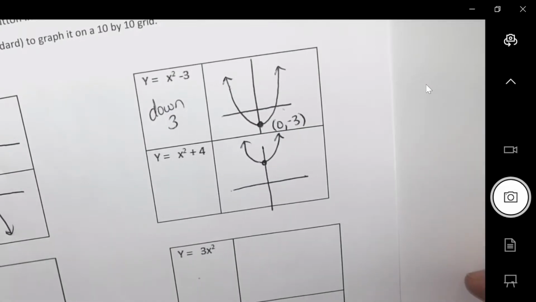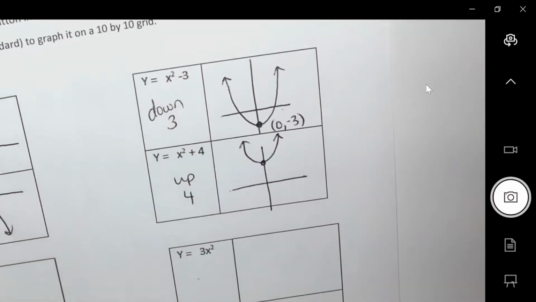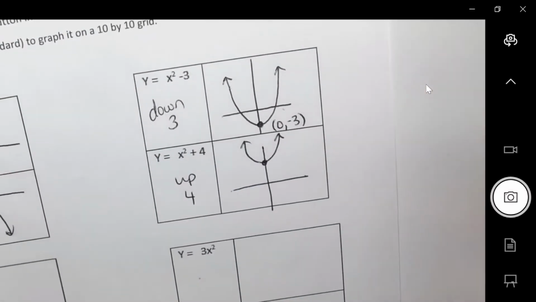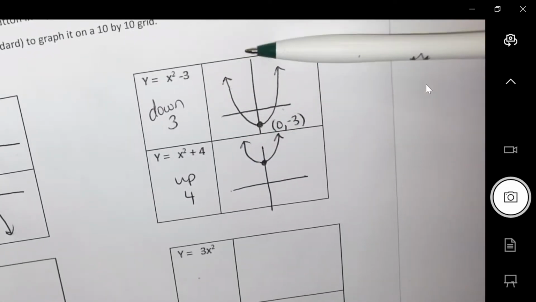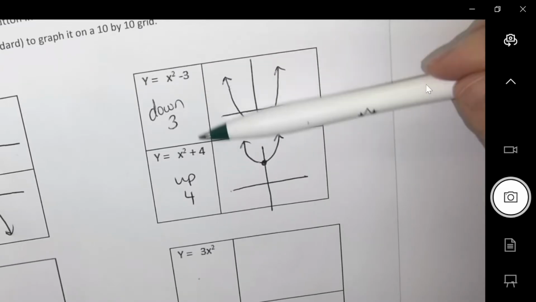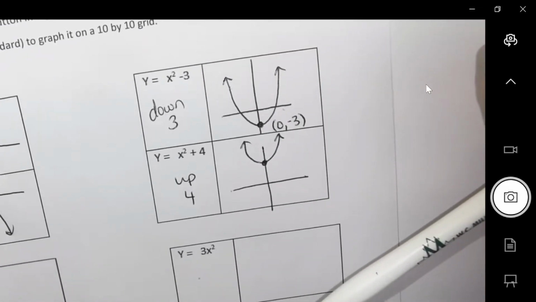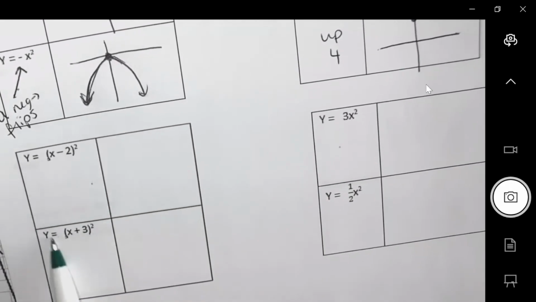So what do we think happened physically in a word? It moved up 4. Okay, so this is a number that is after. So when there's a number on the end, okay, that's what it happens. It moves up and down. Okay, let's try doing this.